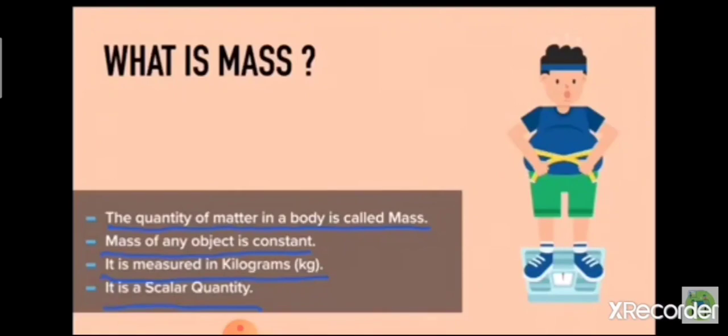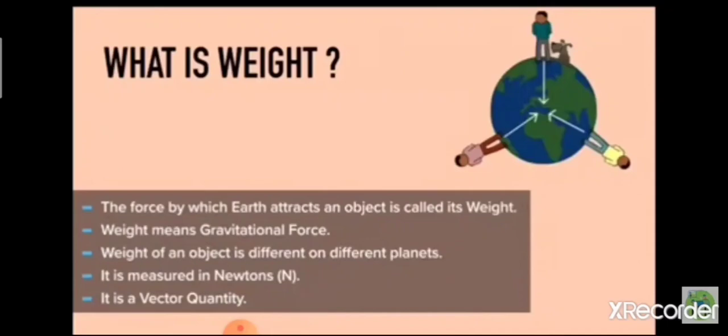So now we are going to see what is weight. We have already learned mass. Now we are going to learn weight. So the force by which earth attracts an object is called its weight. So weight, what is weight? Weight is a force by which we are attracted towards the earth. So which force is used by the earth to attract any object? It is gravitational force. We have already learned what is gravitational force in our previous class. So weight means gravitational force.